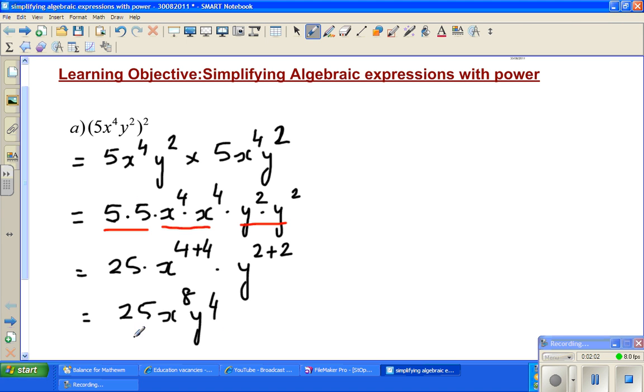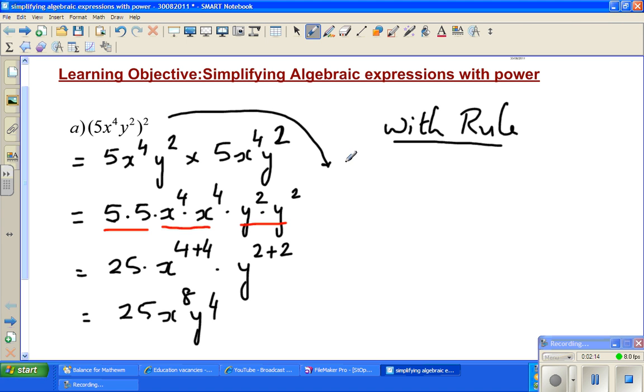Now this is without applying the rule. Now, with the rule, how do you do it? This you can do in one step. So this same question I can write like this. This is 5 to the power 1 x to the power 4 y squared, the whole squared. Now this is called power of a power. So when you have a power of a power, or a different way of looking at it is, if you have a bracket between the powers, you've got a bracket between 1 and 2, so you multiply the powers.